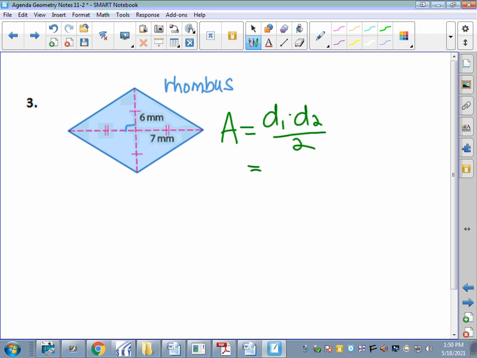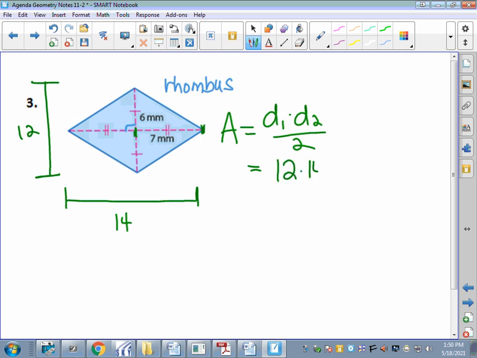This one, your diagonals are not 6 and 7. This 7 is centered on this section, so this whole diagonal is 14. This whole diagonal is going to be 2 6s, or a 12. So I'm going to do 12 times 14 all over 2. So the area of this rhombus is going to be somewhere around 84 millimeters squared.